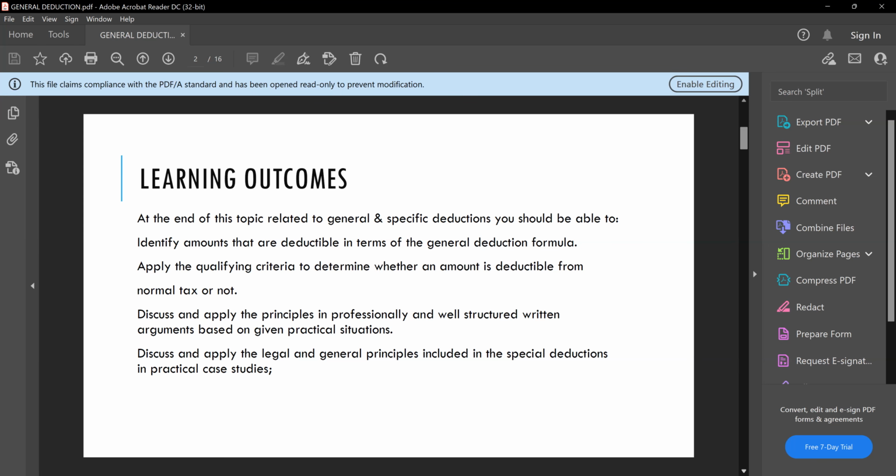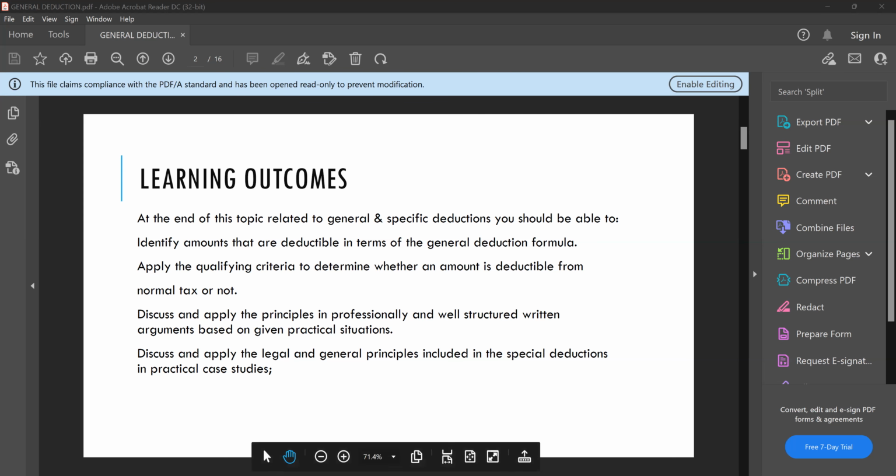And lastly, you should be able to discuss and apply the legal and general principles included in the specific deductions in practical case studies.